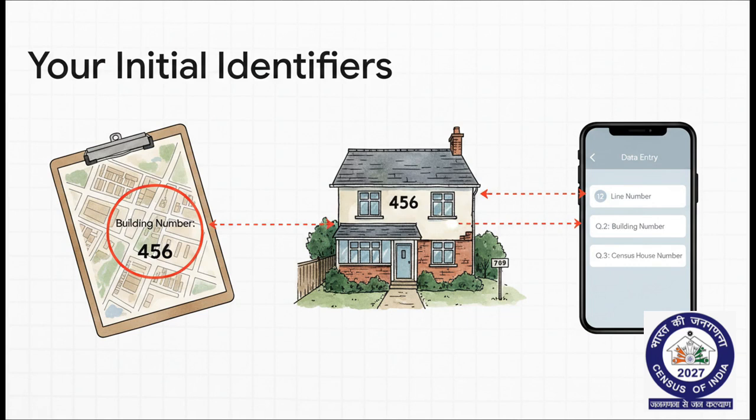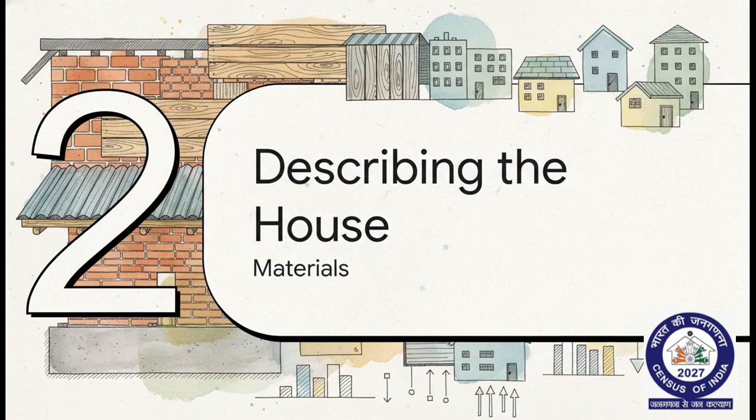Now, before you even think about asking a single question about the household, you have got to get these three identifiers in correctly. The line number, well, that's going to be auto-generated for each new entry, so that's easy. But the building and census house numbers, you have to carefully enter those exactly as they appear on your layout map and on the actual markings on the building.